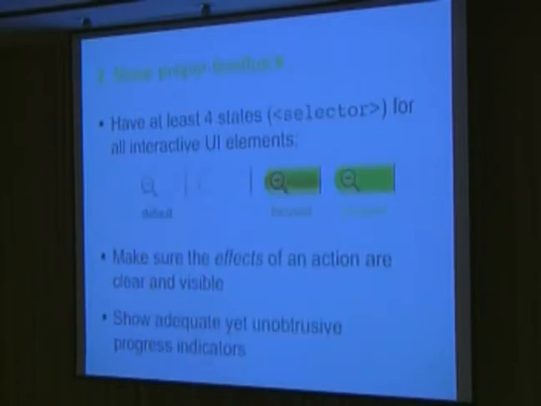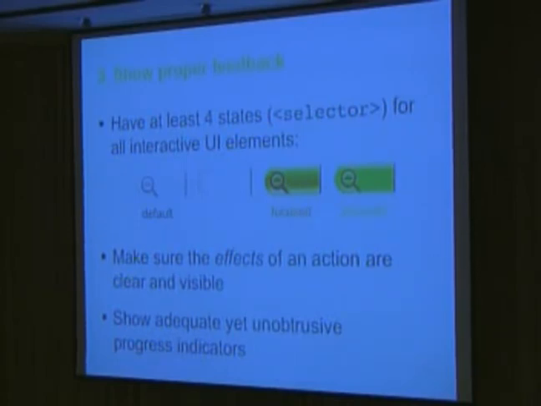And number 3, show popup feedback. For all the interactive UI elements, try to have at least 4 states. One is the default state, another one is disabled, a state for when someone presses on the button, and another state when the element is focused.